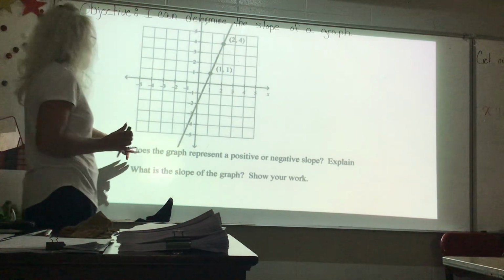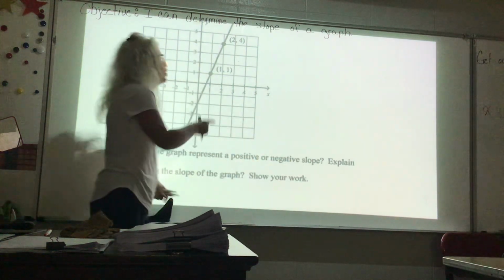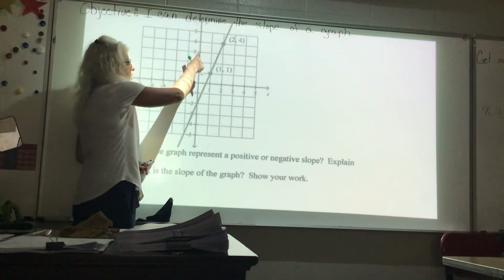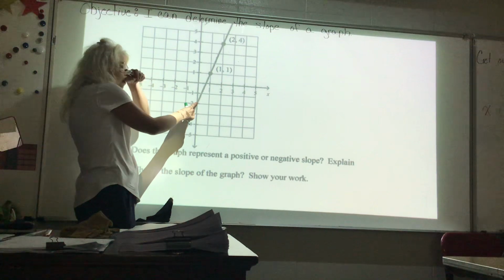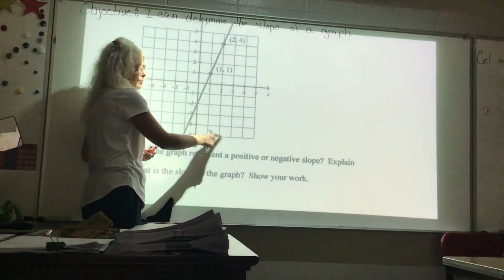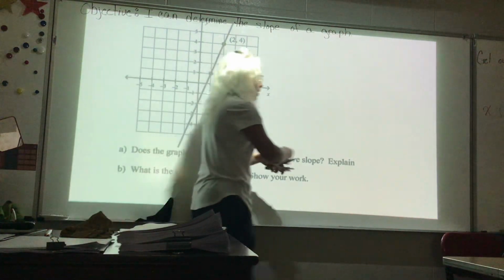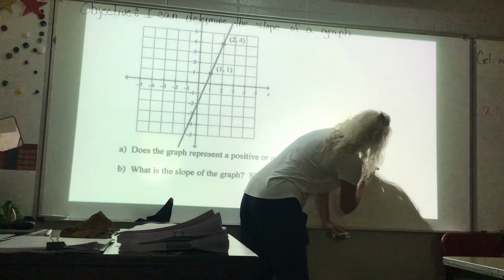Okay, so it says part A, does the graph represent a positive or negative slope? So I'm going to go down the y-axis until I get to the starting point. Does the graph point up to the right or down to the right? Up to the right. So is this going to have a positive or negative slope? Positive slope.